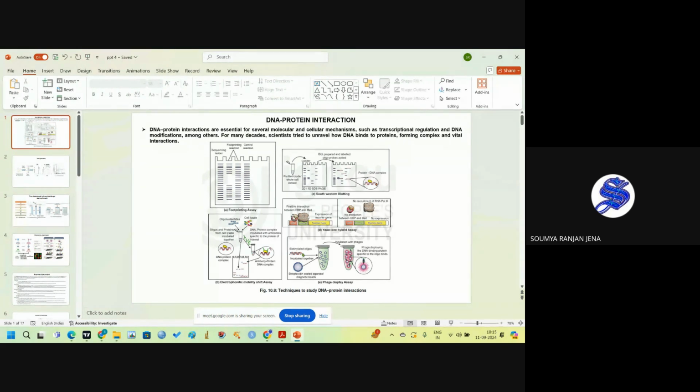This is the transcription factor. These transcription factors, we will call them prey, and the bait is the DNA molecule. This is the DNA molecule. These are transcription factors. This is the prey. This is the bait. Then this bait DNA sequence is upstream of the reporter genes. This is the reporter gene. This is the upstream part.